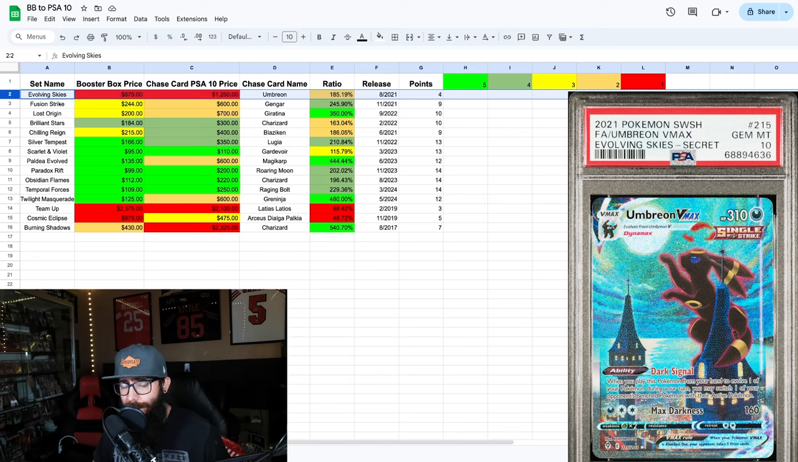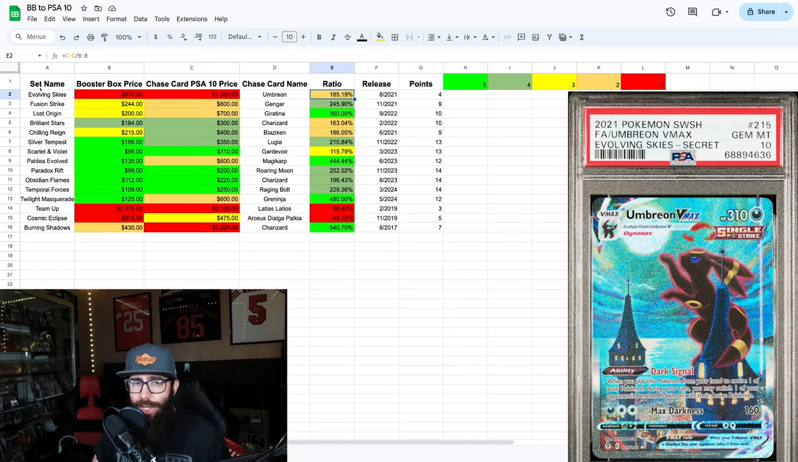So obviously set number one, Evolving Skies. These booster box prices, as of the recording of this video, are from TCG Player, and then the chase card PSA 10 prices are from eBay. So $6.75 in the red, and then $12.50 for the Umbreon. Now that ratio isn't quite as bad. You can see it's this other orangey color. And it's 1.85 times the booster box price is what the chase card price is.